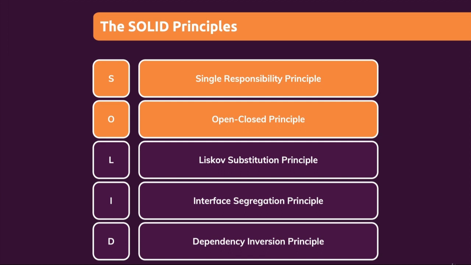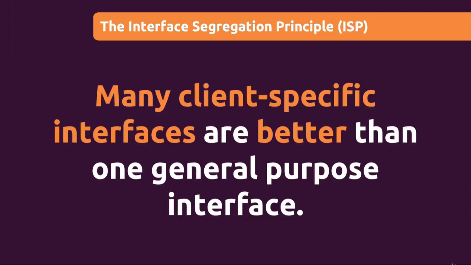Let's continue with these important principles, though, as mentioned before, we already covered the two most important ones when it comes to writing clean code. Nonetheless, let's next have a look at the interface segregation principle. What is this principle about? The interface segregation principle says that many client-specific interfaces are better than one general purpose interface.